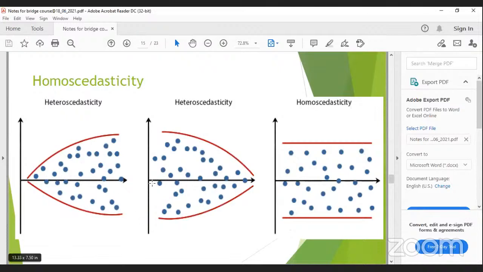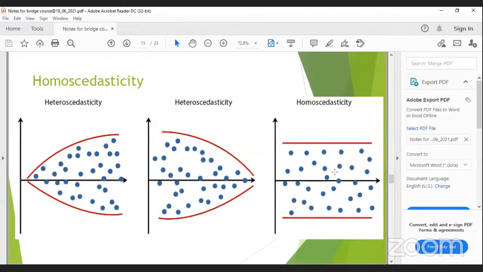So if you look at these two graphs, your pattern moves from the bottom very upward, right? It's moving very upward. So that means it increases from the bottom and then again decreases. That means the data is heteroscedastic. It means your variance due to the error term is not the same.